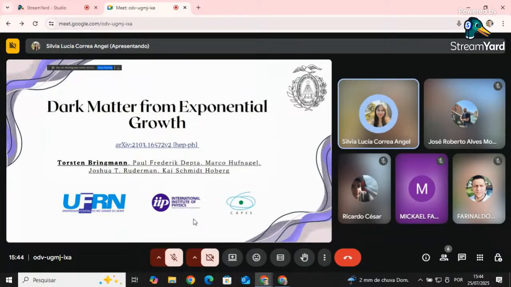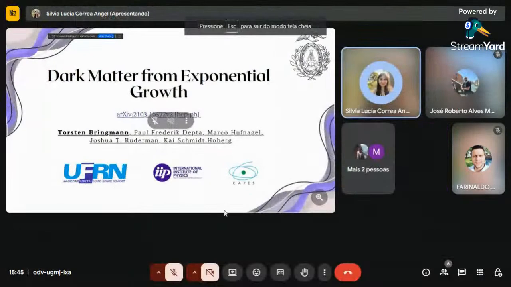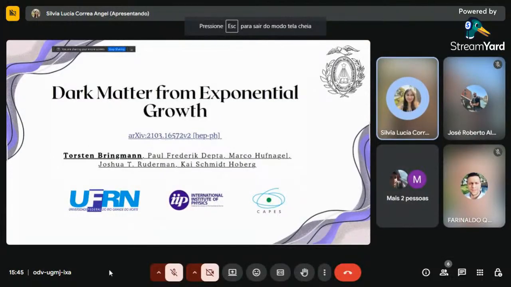Today we talk about a paper that I will base my project on during the sandwich period in Norway. This is a mechanism to produce dark matter and achieve the correct relic abundance that is observed. This mechanism is called dark matter from exponential growth, also called pandemic dark matter, and here we have the link if you want more details.